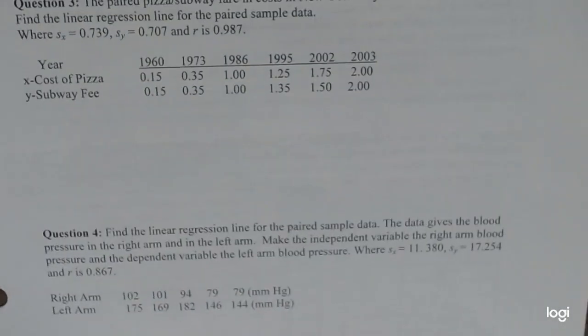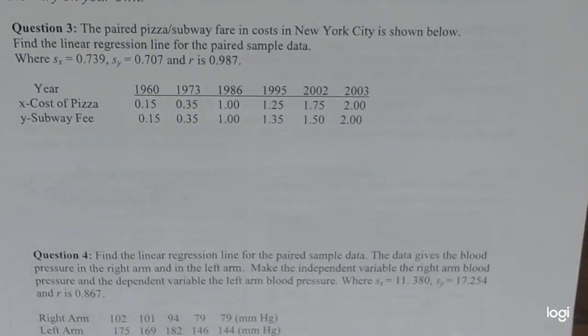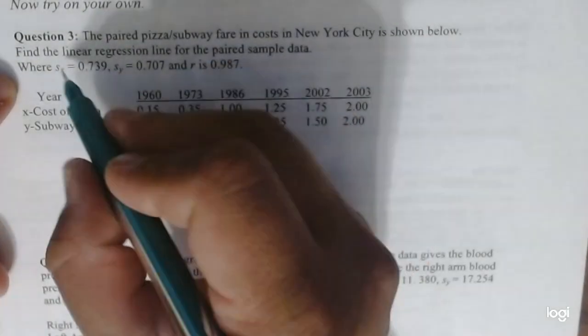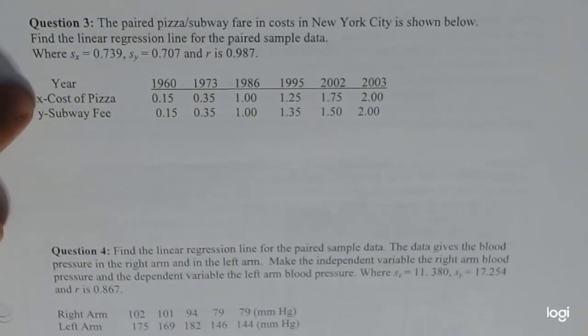All right, so let's try an example out so you can see how this would work. Let's go back to our pizza example. The pizza and subway fare cost is shown below. Find the linear regression line for the paired data set. Notice, like I said, they gave us sx, sy, and r, and then it's our job to figure out the rest. And the good thing is they told us what x and y are respectively.